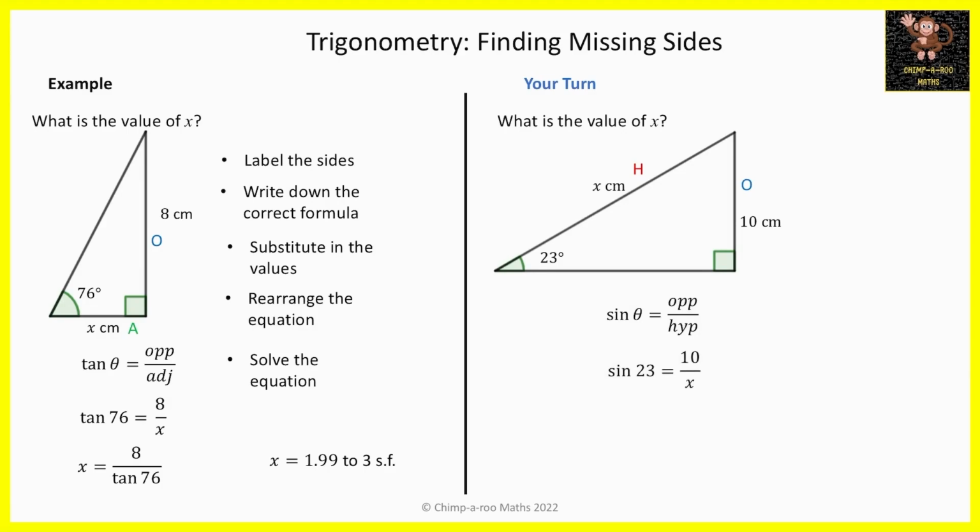Again, the unknown is on the bottom of the fraction, so when we rearrange it, x will equal 10 divided by sine 23. And we are hoping, because we're trying to find the hypotenuse, that this one should be larger than 10. Pop into your calculator, and yes, it is 25.6. So we know that is a sensible answer, and you are correct.